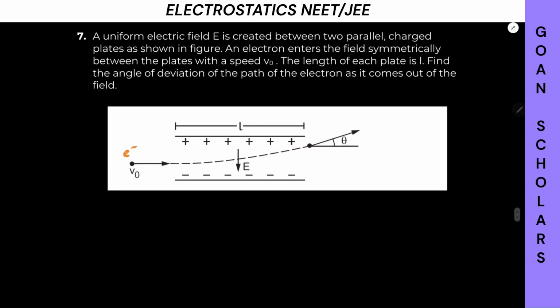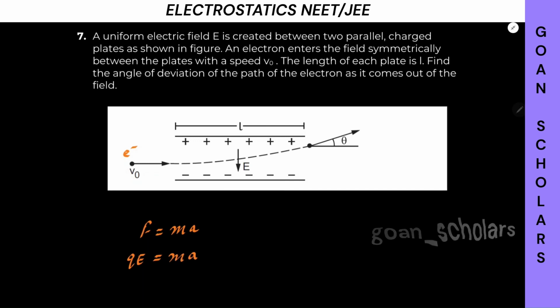Let's figure out what the y component is. What's the velocity along the y-axis? That will help us to understand this angle theta. So first of all, let's see what the force experienced by this electron is. We know that force is mass times acceleration, and this force is our electric force, which is Q into E. The electric force experienced by the electron will be QE, and because of this force there will be mass times acceleration. Mass of the electron is ME, correct? So the acceleration produced in the electron will be QE by ME.